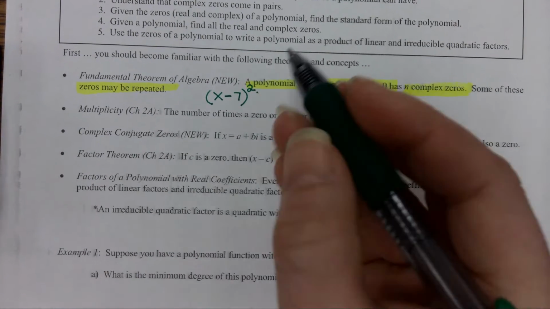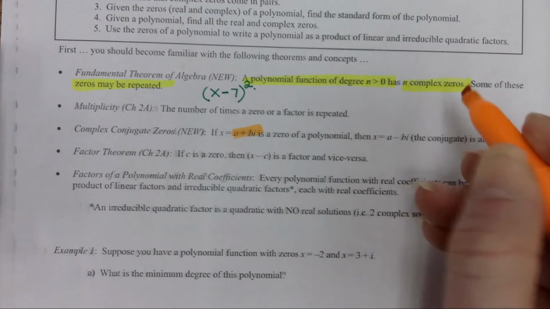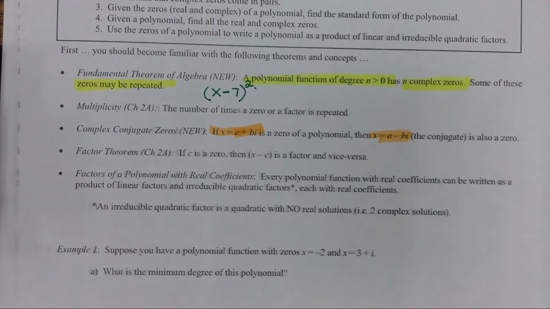If a plus bi is a zero, the way you find another one is you find its conjugate, a minus bi. So they always come in pairs.